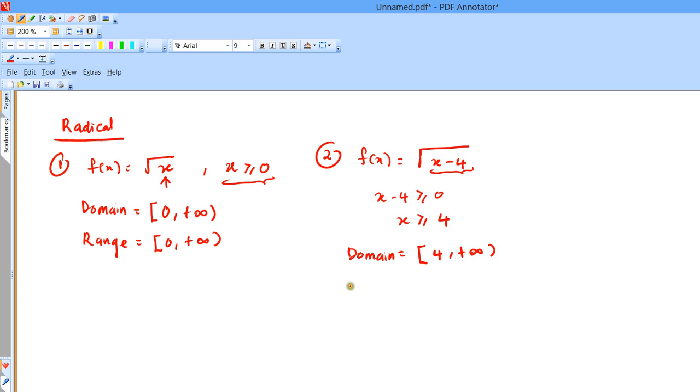And then the range. How to know the range? Since we start from 4, just substitute 4 into this function. So 4 minus 4 equals 0, square root of 0 equals 0. So the range starts from 0 to positive infinity.